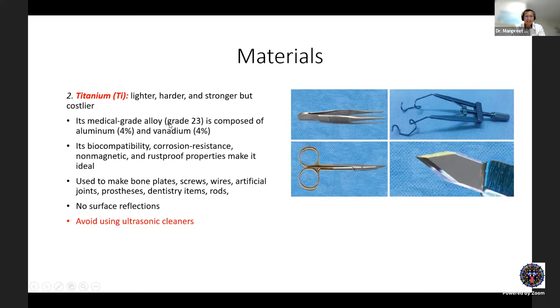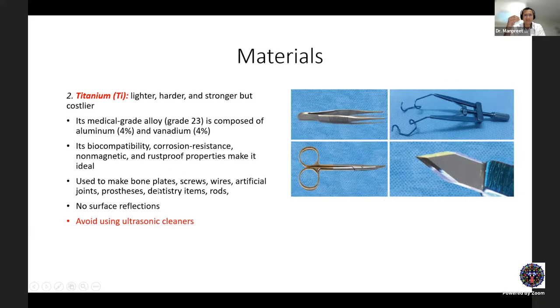It is made up of a medical grade alloy, composed of aluminium 4% and vanadium 4%. It is more biocompatible, with corrosion resistance and non-magnetic properties, and it is rust-proof also. That makes it ideal as an instrument, but you have to pay more for these. That's why it's used to make bone plates.